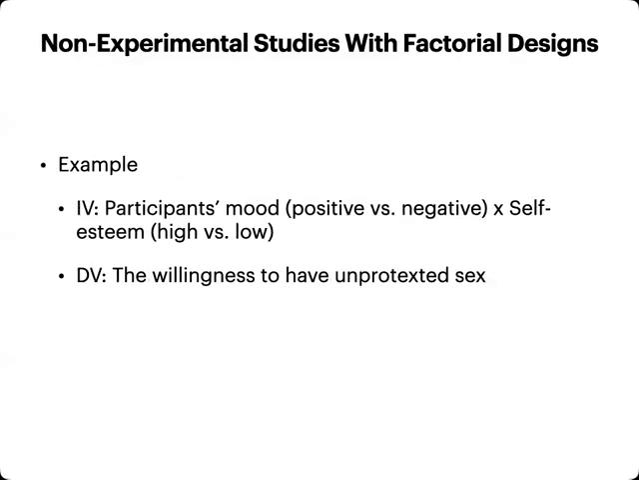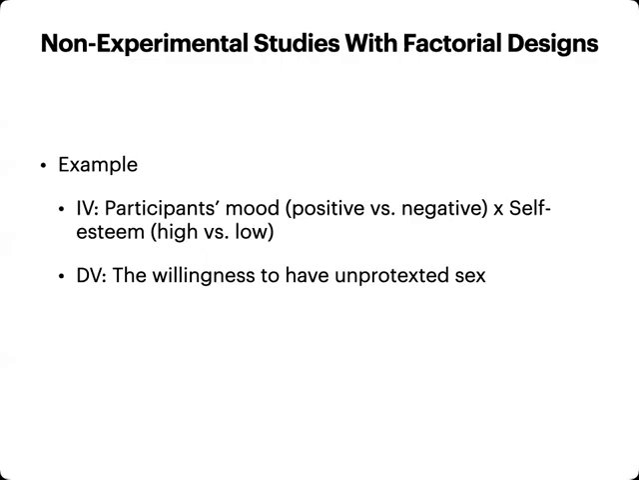So far, we have seen that factorial experiments can involve manipulated factors or a mix of manipulated and non-manipulated factors. However, factorial designs can also consist only of non-manipulated factors. When that happens, they are no longer experiments but are considered non-experimental. For example, imagine a hypothetical study where a researcher measures participants' moods and self-esteem levels, classifying them as either positive or negative moods and high or low self-esteem, along with their willingness to engage in unprotected sex.